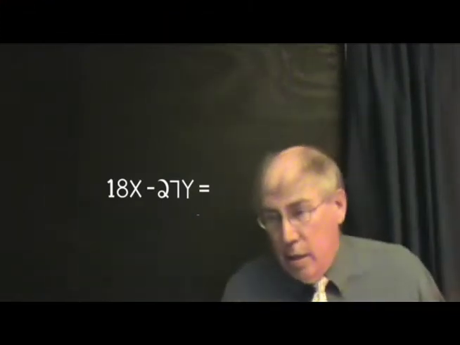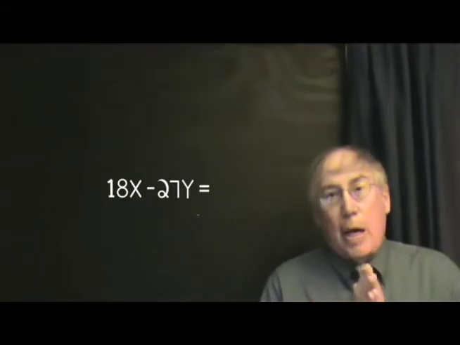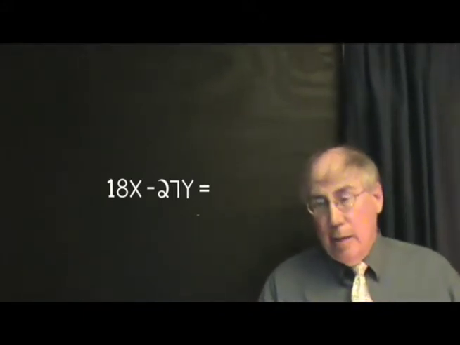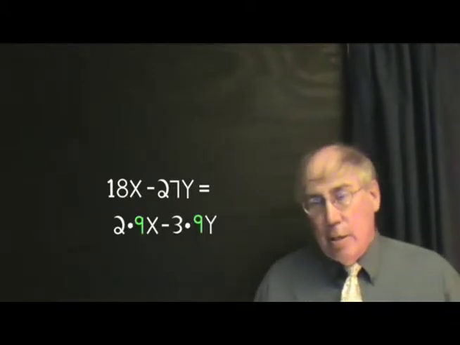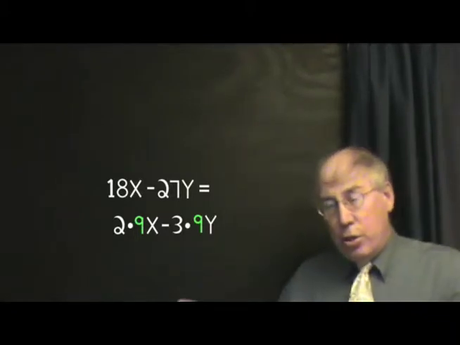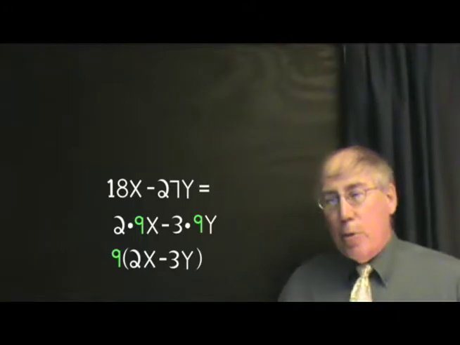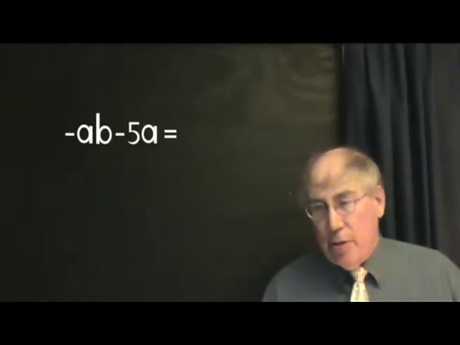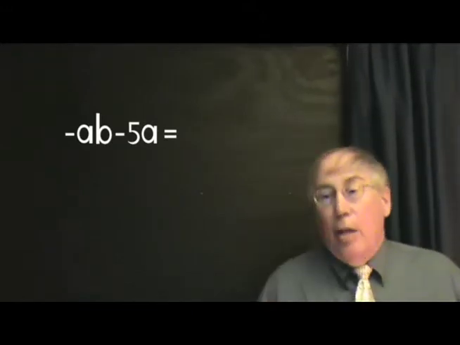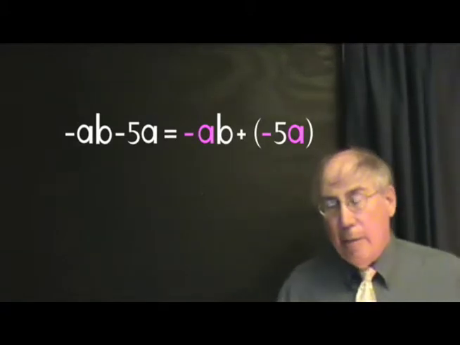Now, look at the 18 and look at the 27. Let's look at some common factors. Now, 18 is 2 times 9, and 27 will give us 3 times 9. So each term has a factor of 9. We'll pull that out, and we'll get 9 times the quantity 2x minus 3y. That's our answer.